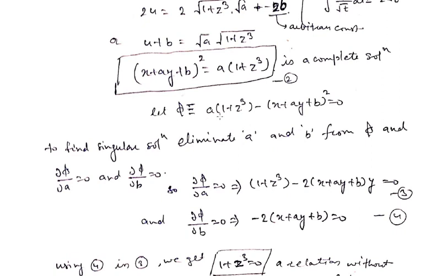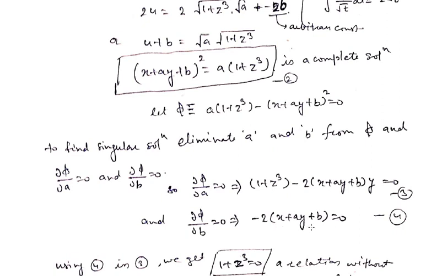So first we differentiate phi, which is the complete solution. From here we can write phi is equal to x plus ay plus b whole square minus a times 1 plus z cube is equal to 0, or a times 1 plus z cube minus x plus ay plus b whole square equals 0. Now we differentiate this with respect to a and put it equal to 0. So we get, when we differentiate partially with respect to a, 1 plus z cube minus twice x plus ay plus b into y equals 0. And when we differentiate partially with respect to b, the first term gives 0 and it gives minus 2 times x plus ay plus b equals 0.